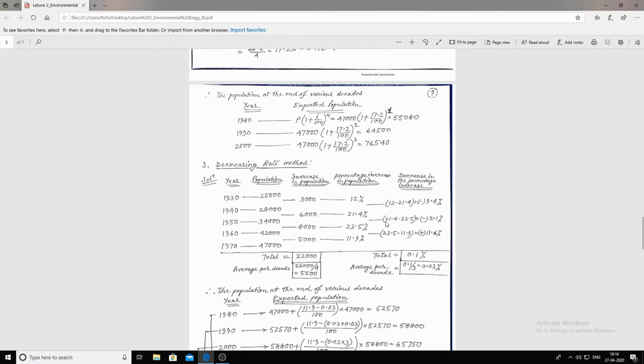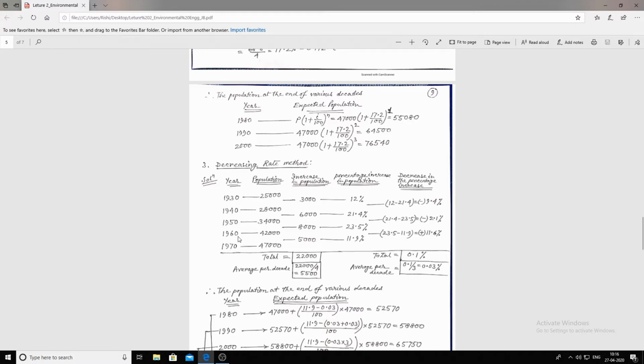In the similar method, this is initial minus final. Initial is 21.4, and the final is 23.5. It also gives you a negative value, that is minus 2.1, that is a negative decrease in the percentage increase. What does it mean? It means there is an increase in population.